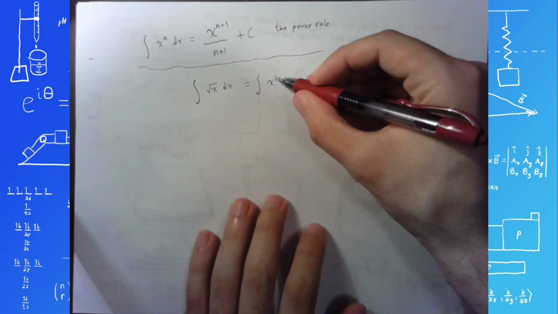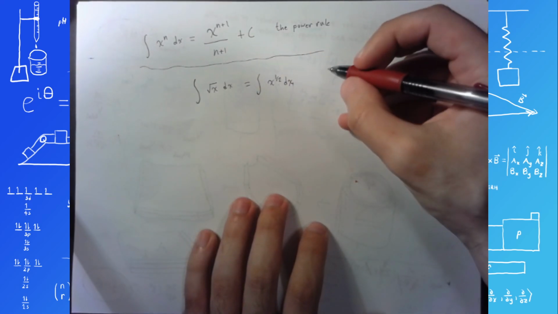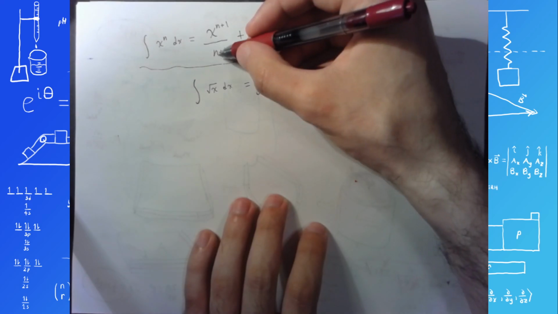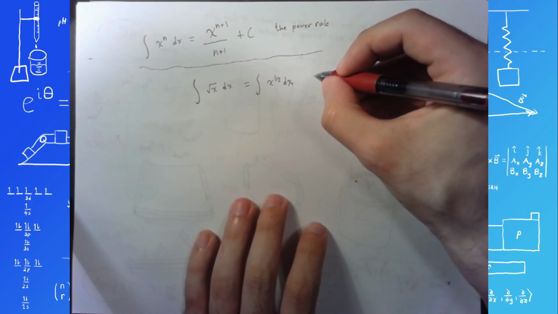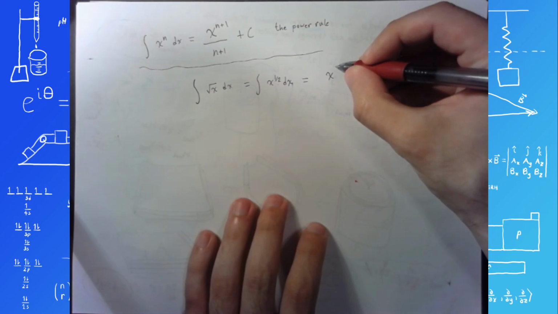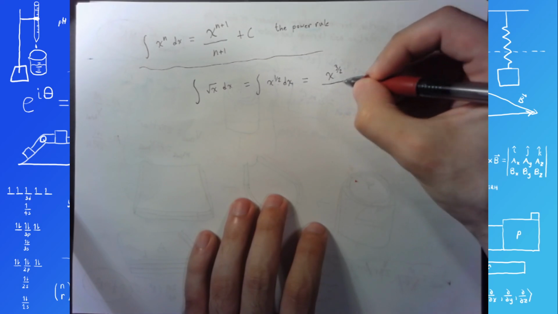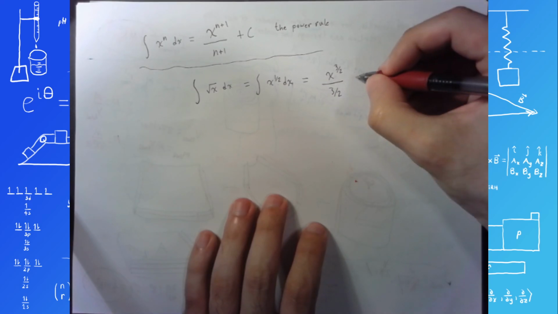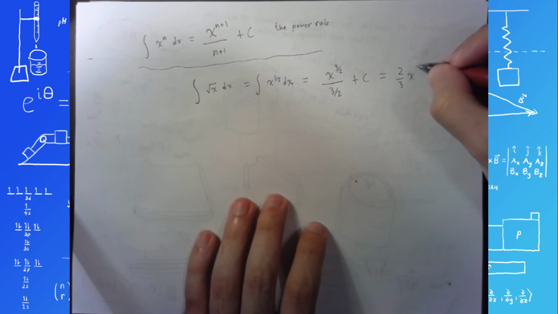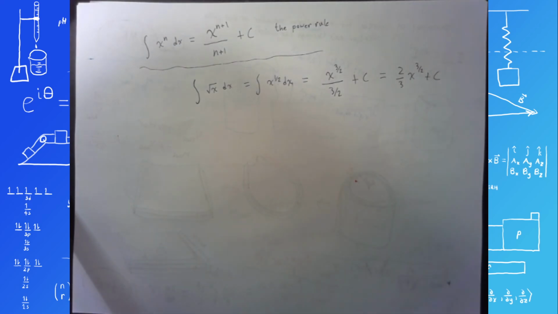But yeah, you can rewrite it as x to the 1/2, and then you can just use the power rule on it. So you would go 1/2 plus 1, and then divide by whatever 1/2 plus 1 is. So you would do x to the 1/2 plus 1, that's 1/2 plus 2/2, which is 3/2, and then divide by 3/2, which is the same as multiplying by 2/3. So you get 2/3 x to the 3/2 plus a constant. So yeah, the power rule works on fractional exponents.